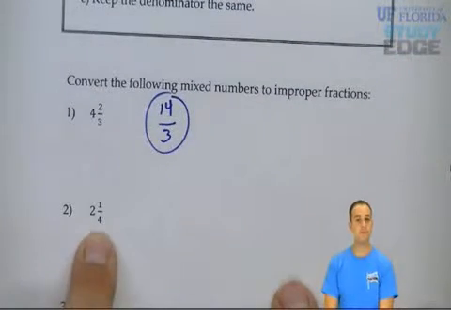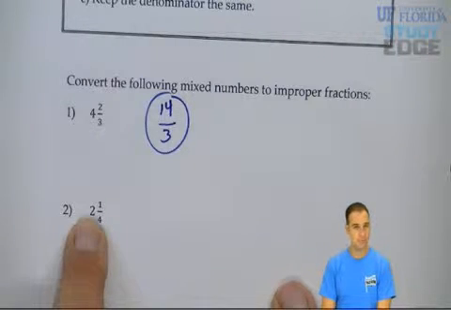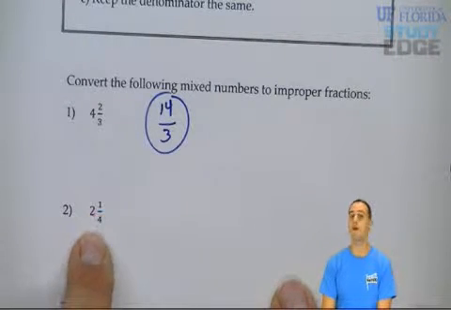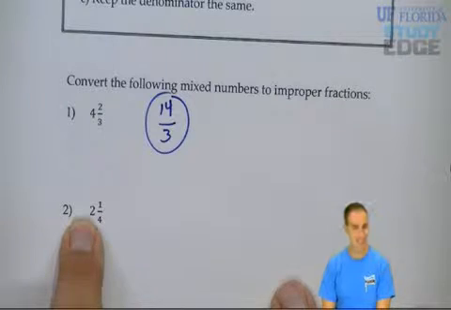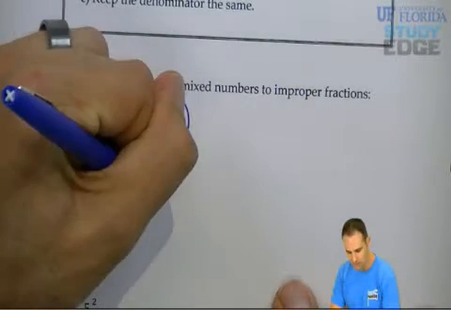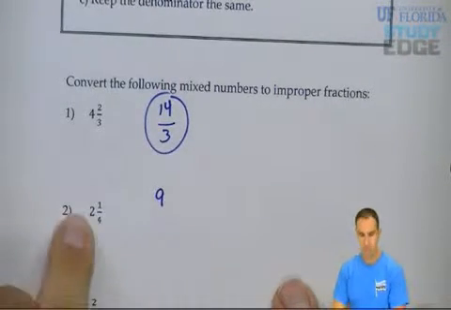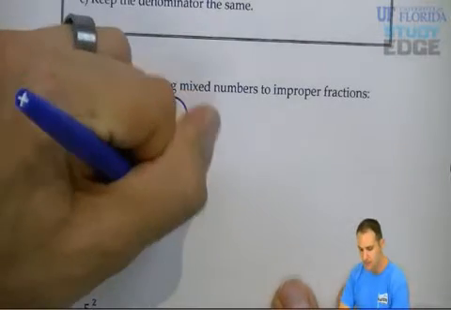2 and 1/4. 4 times 2 is 8. 8 plus 1 is 9. Multiply, then add. Keep the denominator the same.